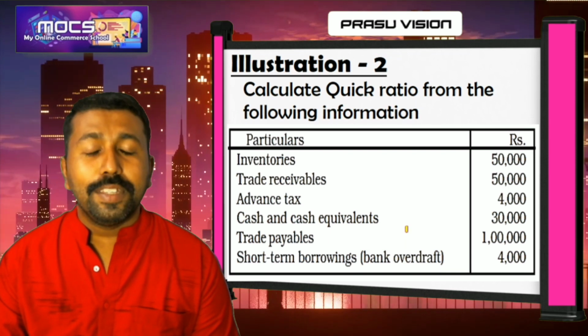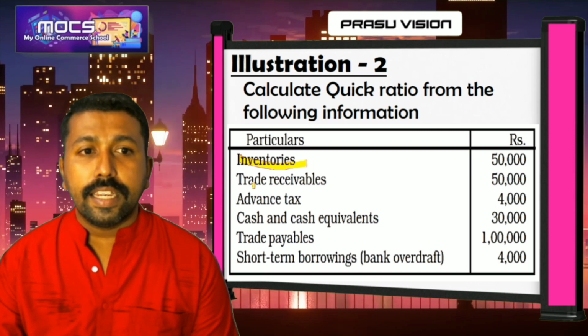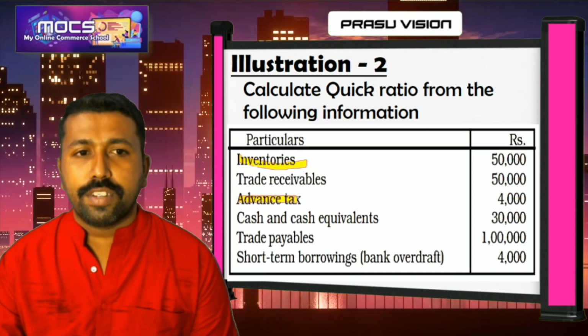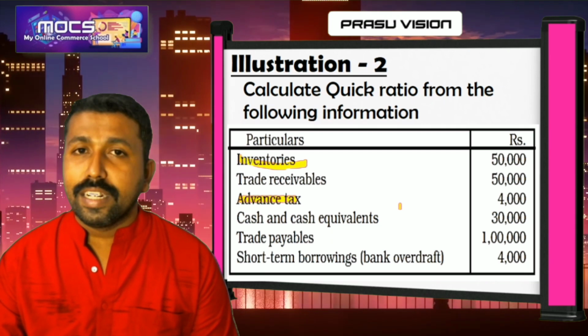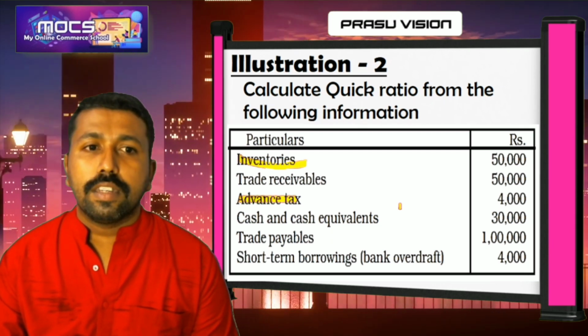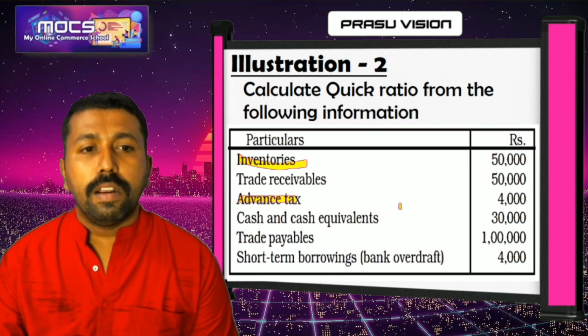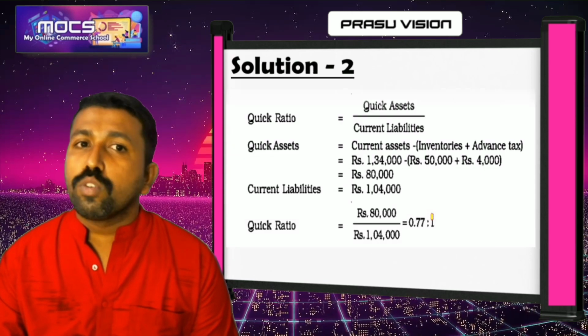How can we find out the quick asset? Remember, we are not taking inventory and advance tax. That means from the total value of current asset, you can deduct these two items, or you can find the value of quick asset by adding trade receivable and cash and cash equivalents. So it will be the solution.